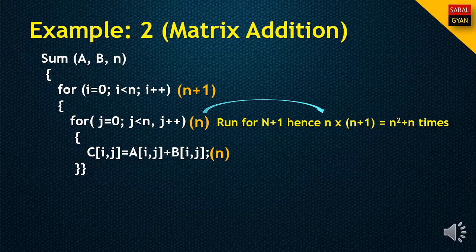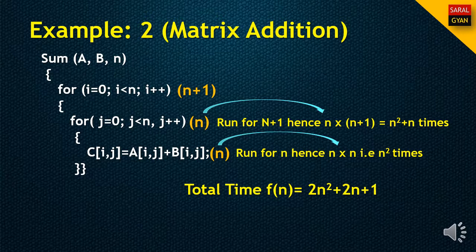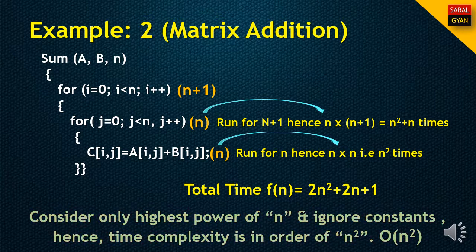When this for loop executes n plus 1 times, whatever is written inside it is going to execute n times again. Hence the statement C[i][j] equals A[i][j] plus B[i][j] is going to execute n into n, that is n square times. If we calculate the total time complexity for this matrix addition, it is equal to 2n square plus 2n plus 1. Since we consider only the highest polynomial term, we can say the time complexity for matrix addition is in order of n square.